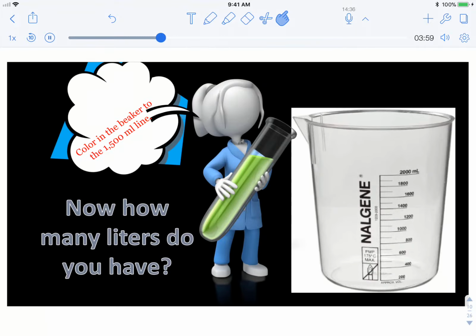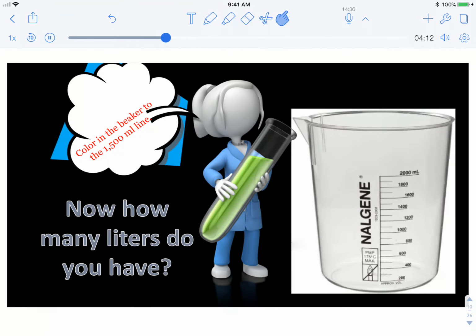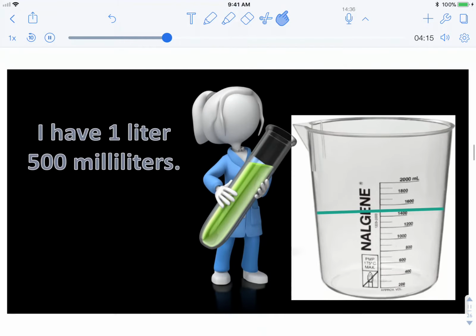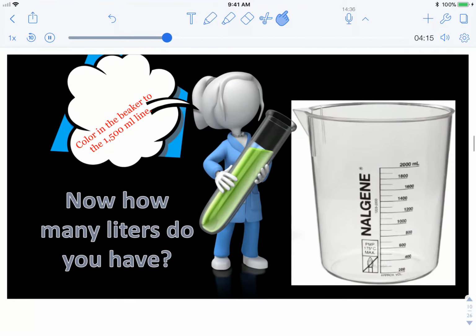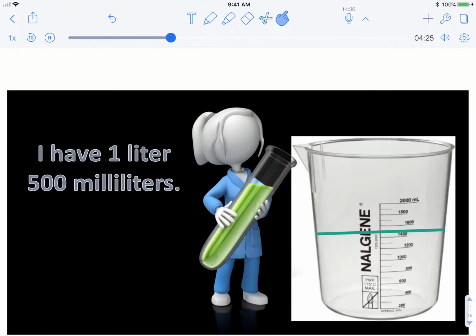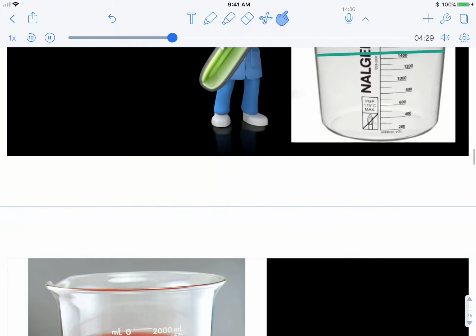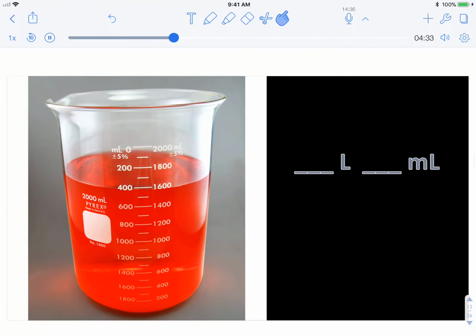Okay, color the beaker to the 1,500 milliliter line. Now, how many liters do you have? Okay, pause, continue when you're ready. I have 1 liter, 500 milliliters. I was only 500 away from 2 liters.